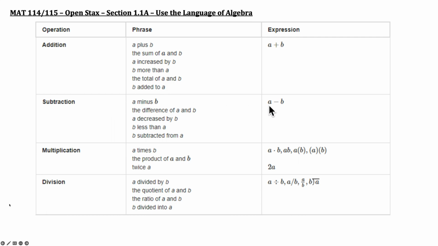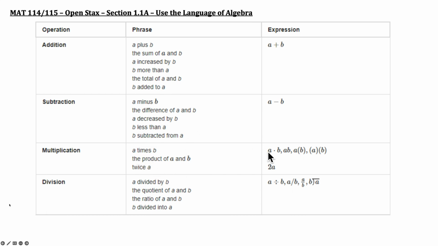Subtraction, a minus b, that's our order. The difference, just like sum, it's the answer to a subtraction problem. Put parentheses around a and b. This answer should be parentheses a minus b. A decreased by b, b less than a, there is that word than again, you have to switch them around. A comes first, b is second. And of course, b subtracted from a, this one sounds better to put b after the a.